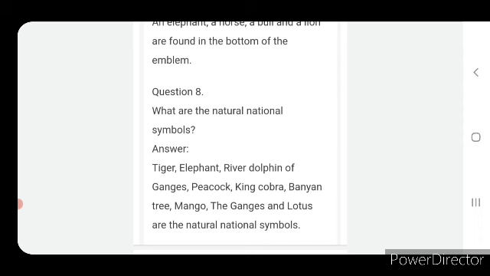What are the national symbols? Natural national symbols: tiger, elephant, river dolphin of the Ganges, peacock, king cobra, banyan tree, mango tree, the Ganges and lotus are the natural national symbols.